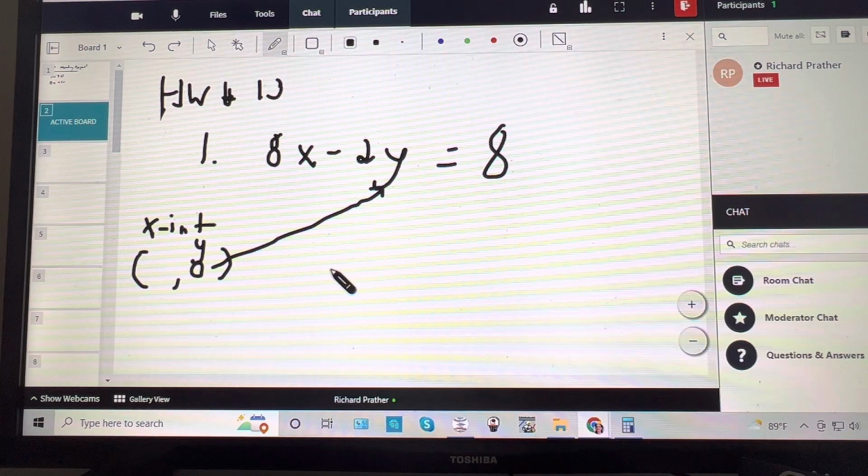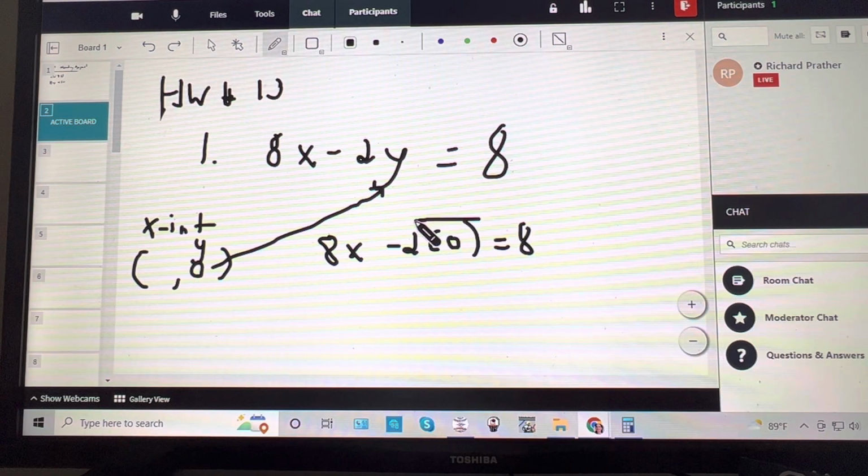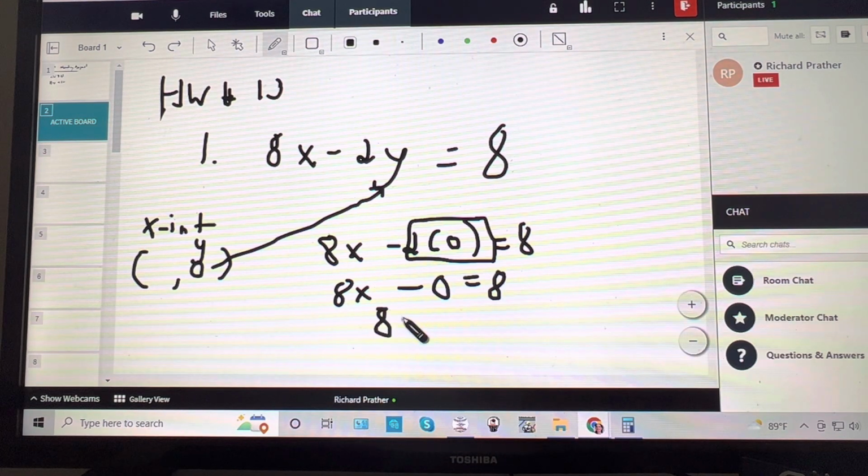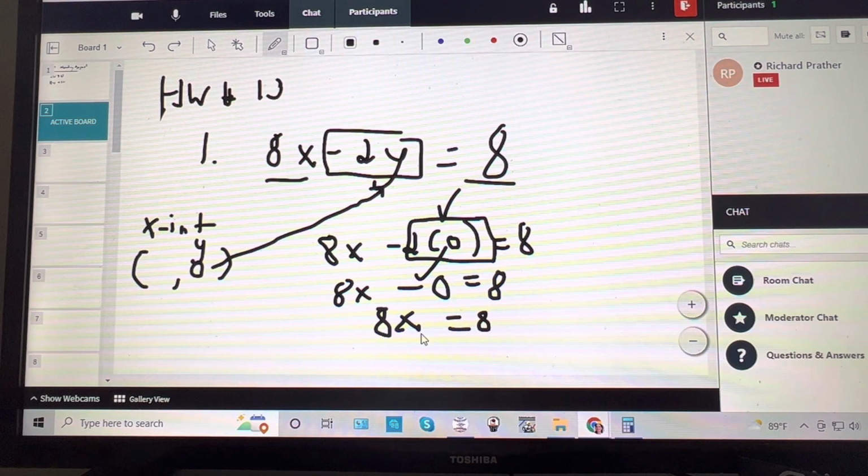And plugging zeros in is really nice because anything times 0 is 0. So this part here is 0. And anything plus or minus 0 is itself. So literally it just disappears. So you don't have to do this every time. When you plug 0 in for y, this whole part disappears and you're left with just 8x equals 8 right there. Divide by 8. 8 divided by 8 is 1. So we plug 0 in for y and we got an x of 1. That's a coordinate 1, 0.